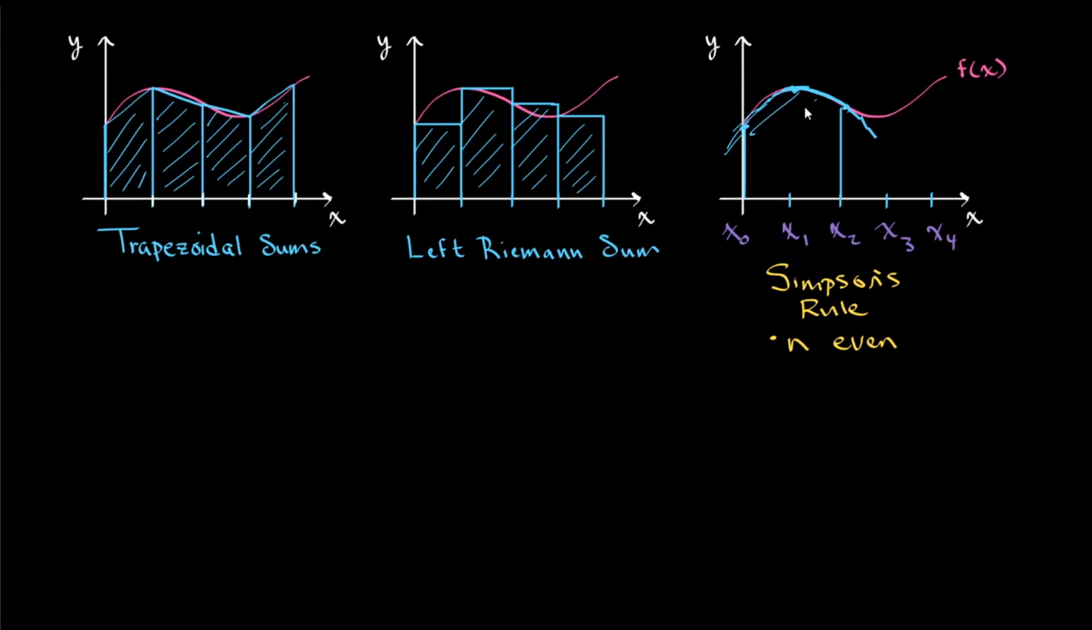So we take the area under this parabola. And then similarly, for our remaining 2 subintervals, Simpson's rule is going to construct another parabola, and then it's going to find the area under this as well. Maybe this parabola would look something like that. And then we would find the area under it, like that. So that's what Simpson's rule is doing.